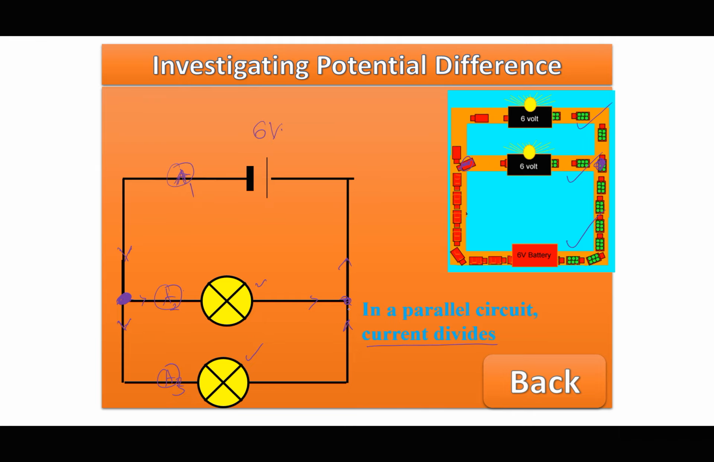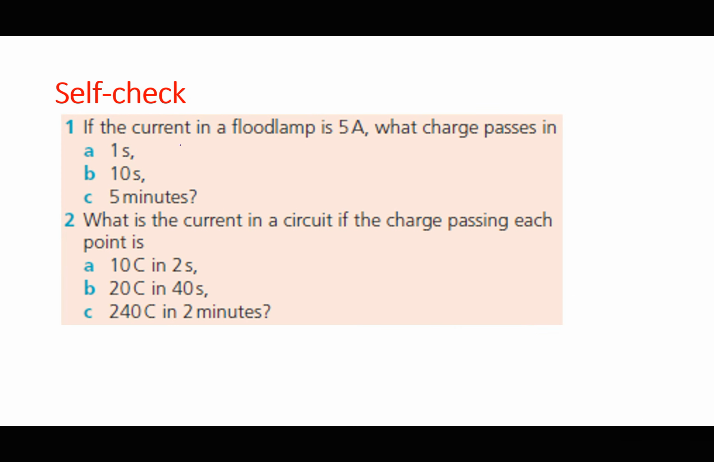So to sum up lesson 2, I want us to do a few self-check questions just for fun. If the current in a flood lamp is 5 amperes, what charge passes in 1 second? So just remember charge equals I times t.